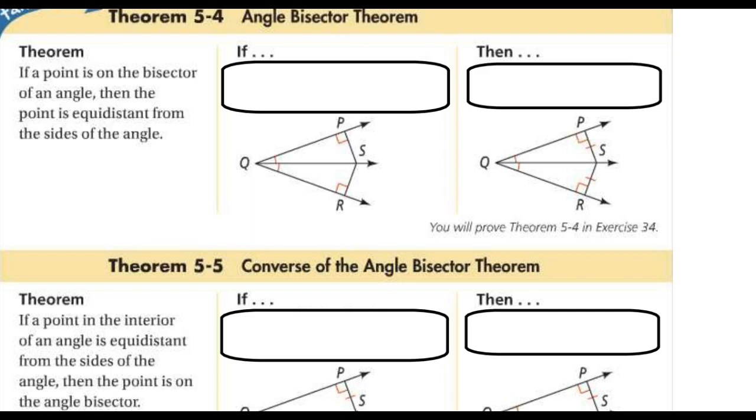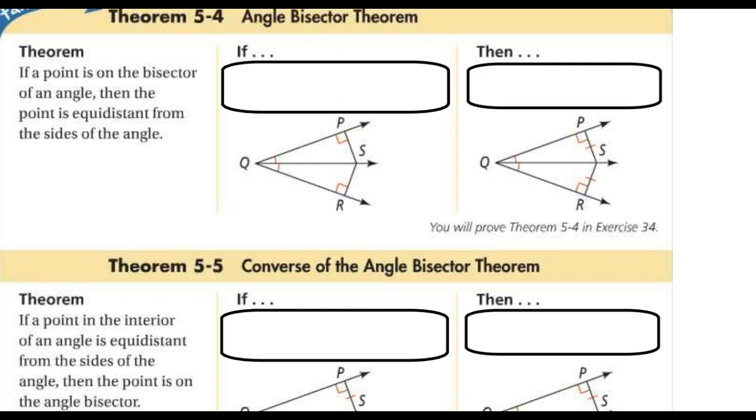And that brings us to a couple theorems now. The first one here says, if a point is on the bisector of an angle, then the point is equidistant from the sides of the angle. So if I say point S is on the bisector of angle PQR, then it must be the same distance away from PQ as it is from RQ.